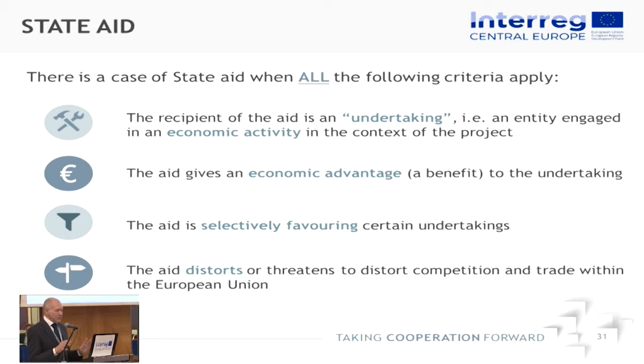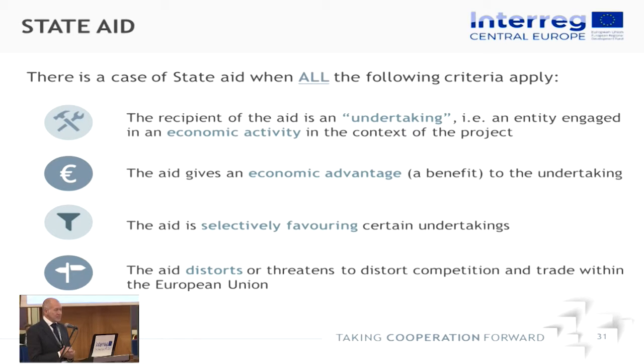However, the first requirement is that there is an undertaking performing an economic activity in the project. It could be an undertaking which is performing economic activities outside the project, like an SME, but in the project they are not performing an economic activity. It could well be. Then the aid granted through the project gives an advantage, a benefit to the undertaking, meaning that receiving the funds from the project would give an advantage in the market that this undertaking would not have without receiving it outside the project, let's put it in this way.